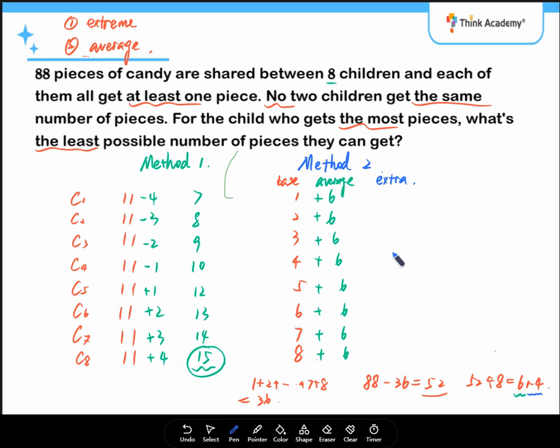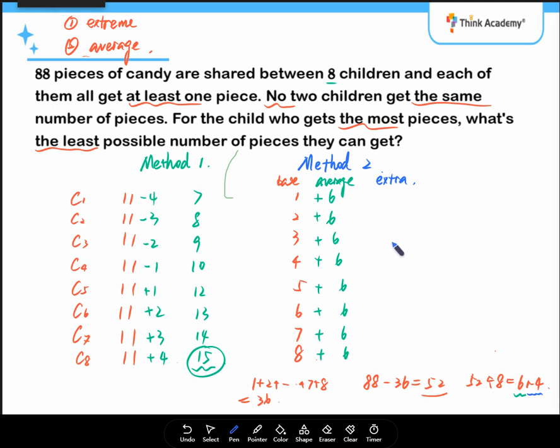So for those extra numbers, how can we divide or distribute them? Can we distribute them to the smaller numbers to avoid the maximum becoming larger? We can try. For example, if we give 1 to child 1, what happens? He will get 8 candies, and then there will be two same numbers. Am I right? Which means if we give the candies to the smaller numbers, it doesn't work.